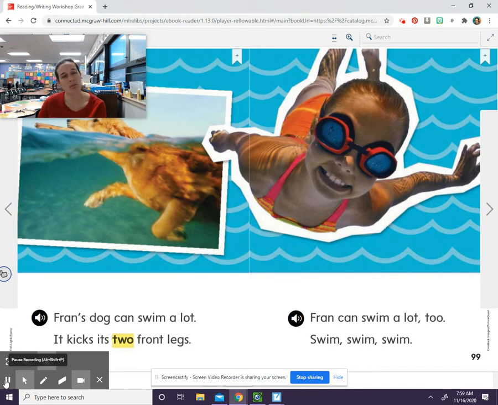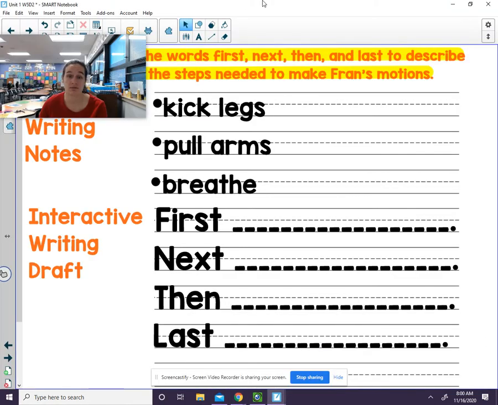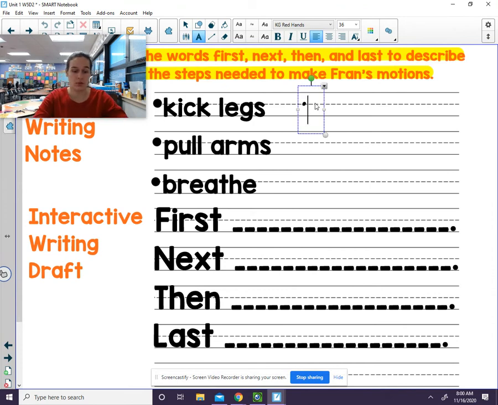We need to think of one more idea for how Fran can move in the water. When I think about swimming, you've gotten in the pool. The first thing I typically do is I try to lay on my stomach in the water. So I try to float. So our first thing that we need to remember to do when you're in the water is float. So I'm going to add that idea as well. So we need to float.